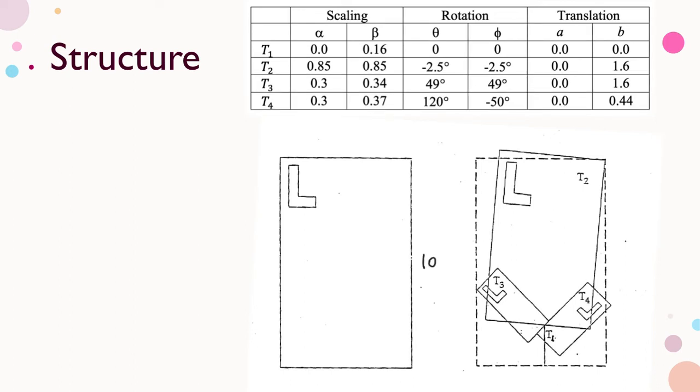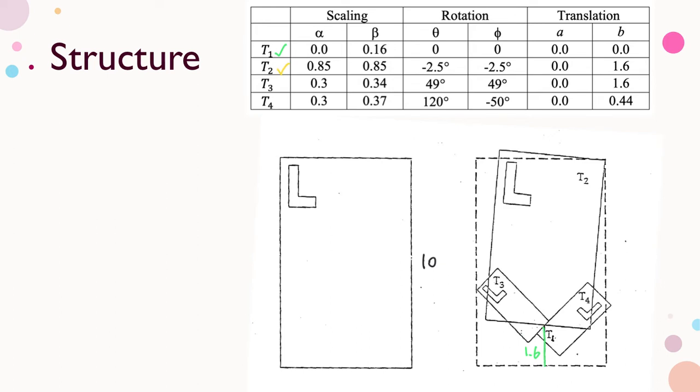Apply transformation T1 to the rectangle. Because of the data chosen, there is no rotation nor translation, but the scaling which turns the rectangle into a short line segment with the length reduced to 0.16 of the height of the rectangle, that is 1.6. The image is shown as T1 in the figure on the right. Apply transformation T2 to the rectangle.